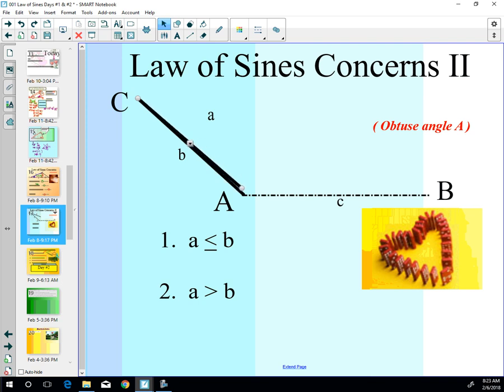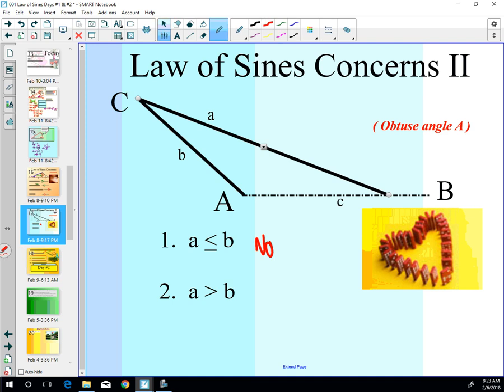Let's say A is less than B. Do you have a triangle? No. So this would be no solution. A is less than B, no solution. And let's say A is bigger than B. How many solutions? There's your 1. So this would be no solution, and this would be 1.